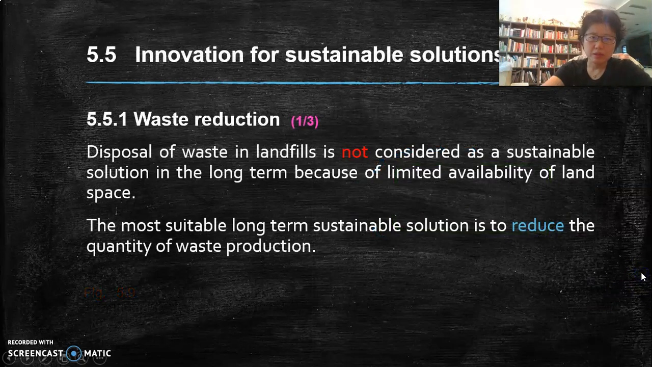Right, the last bit of this chapter is really about innovation for sustainable solutions, and one is waste reduction. We are always being reminded that we generate so much waste: household waste, process waste, agricultural waste, all sorts of waste. And when we dispose of them in these landfills, it's not exactly a sustainable solution in the long term because, one, you need to excavate a big pit, a big hole to do it.